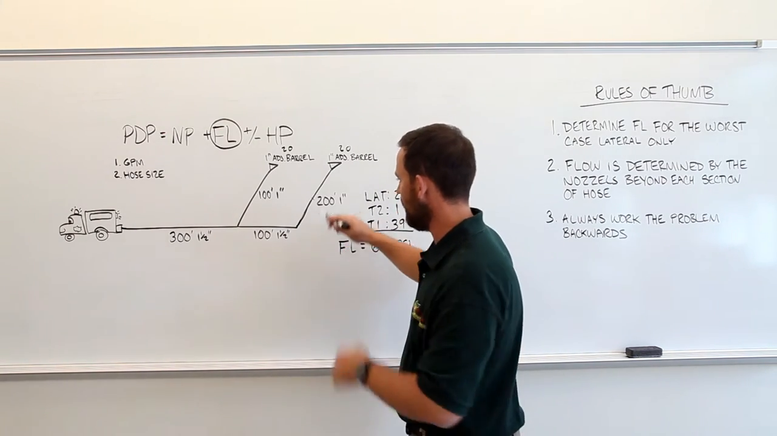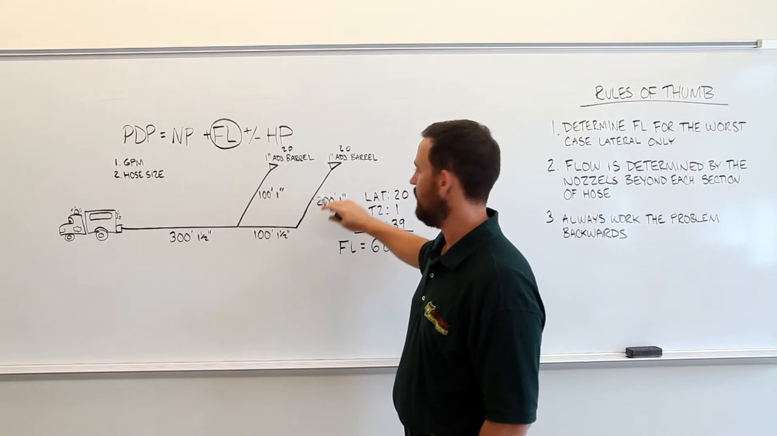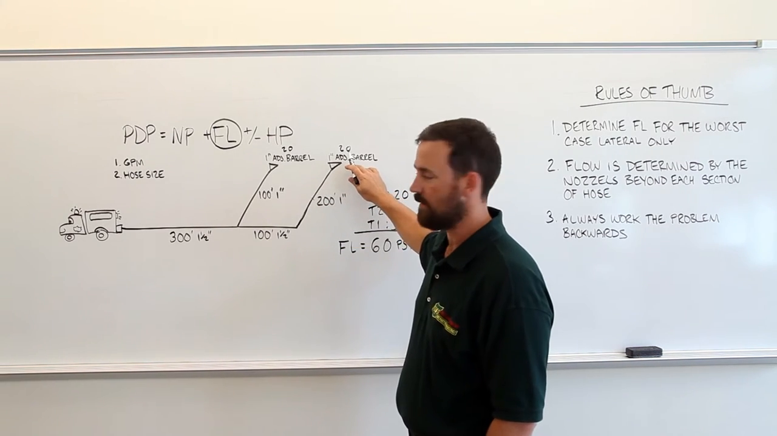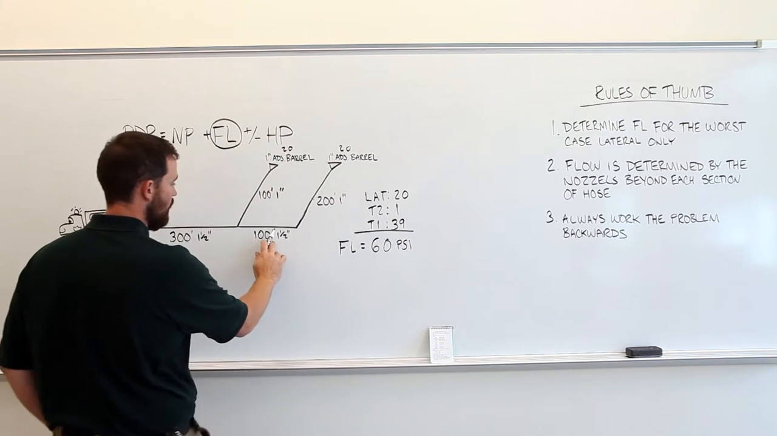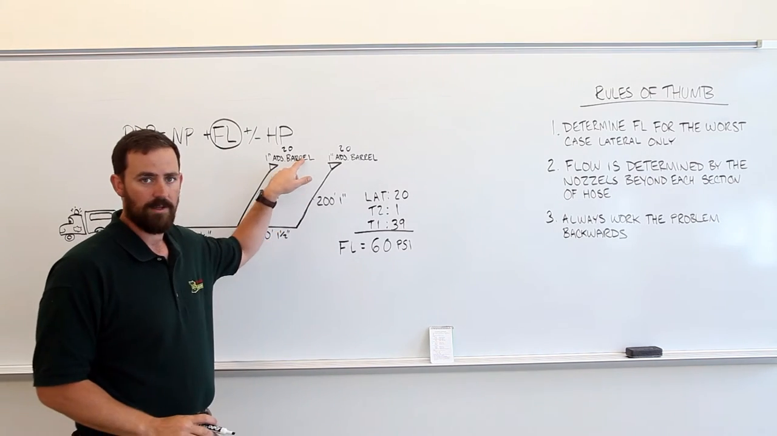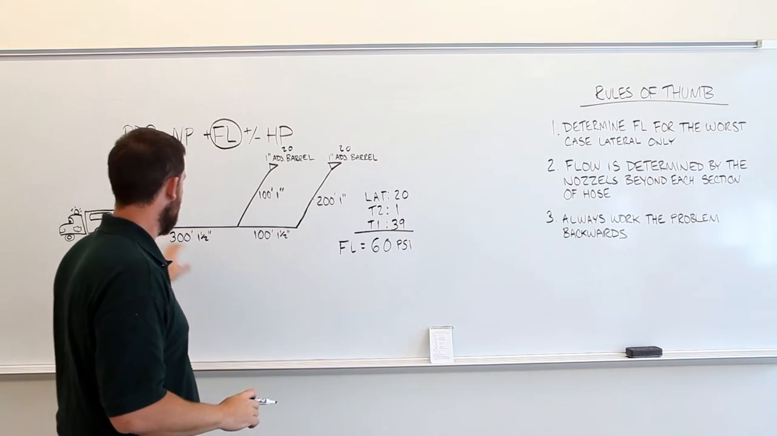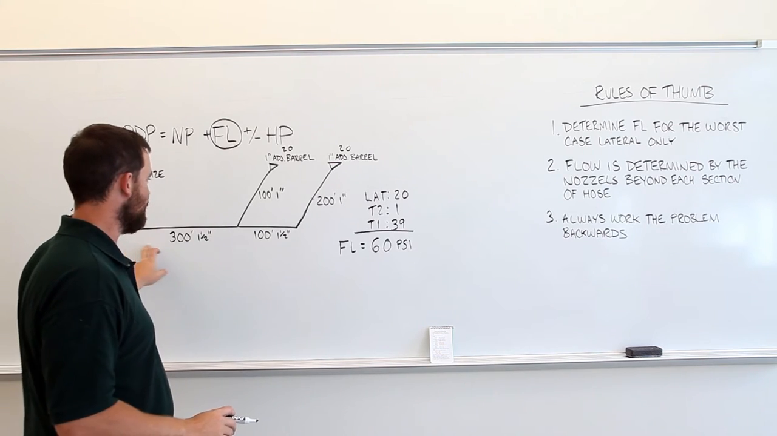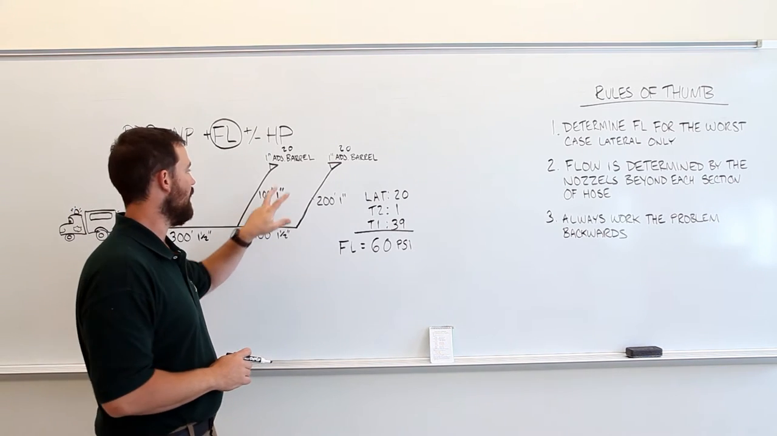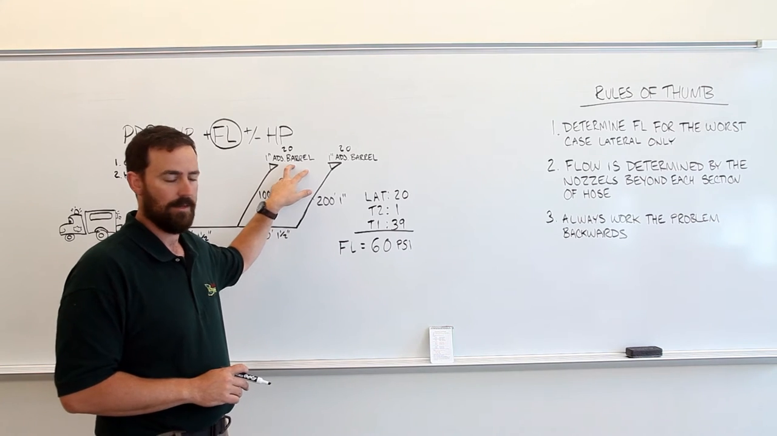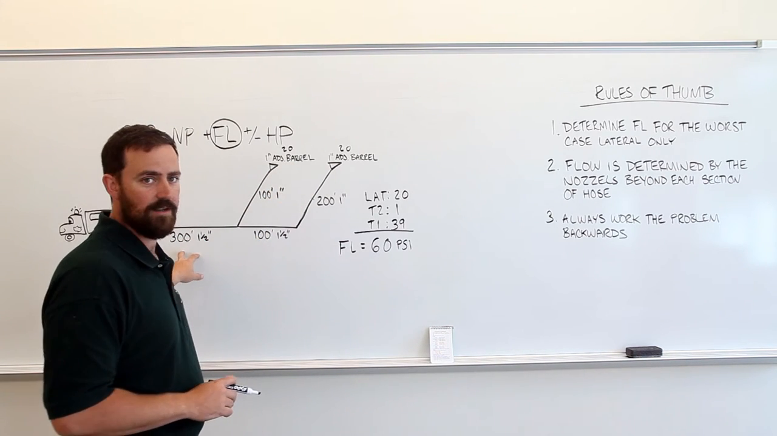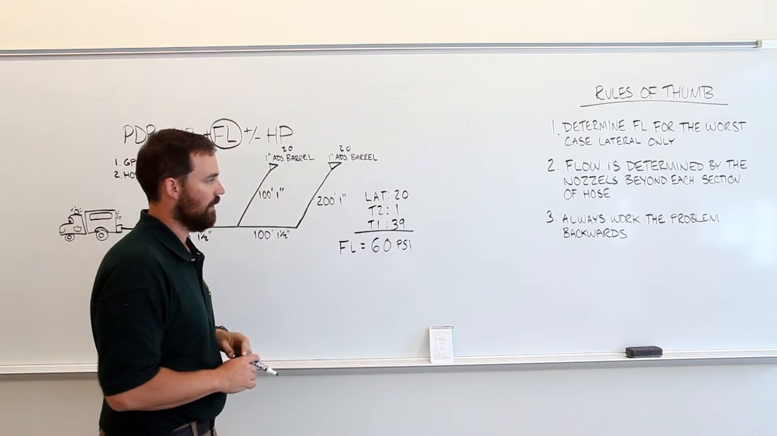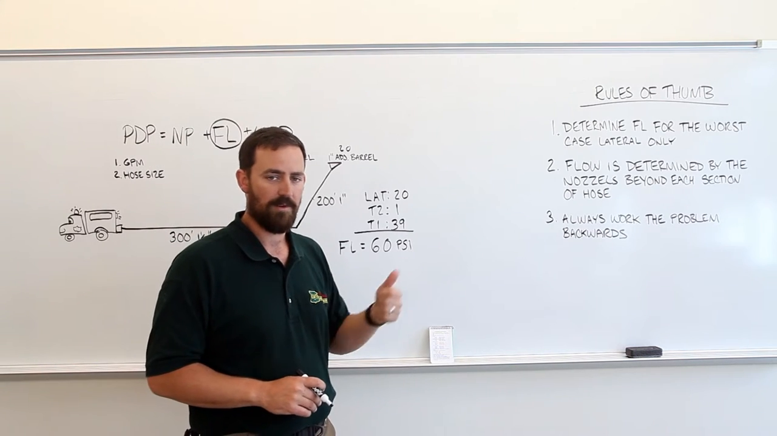So as I worked backwards, we saw that this lateral is supplying 20 GPM here. This section of trunk also is only supplying that one nozzle at 20 GPM. Trunk one here, this 300 feet, has to supply both nozzles at 40 GPM. So those are the numbers that are used to determine the friction loss there. The third rule of thumb is to always work the problem backwards.